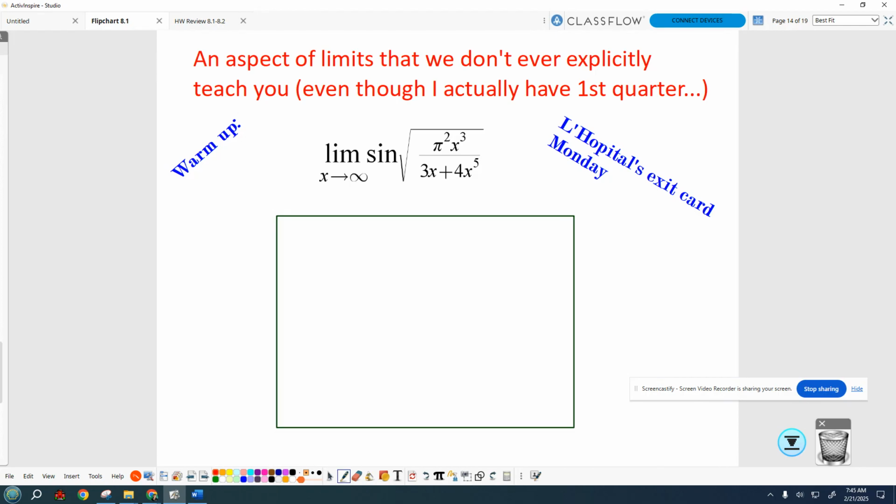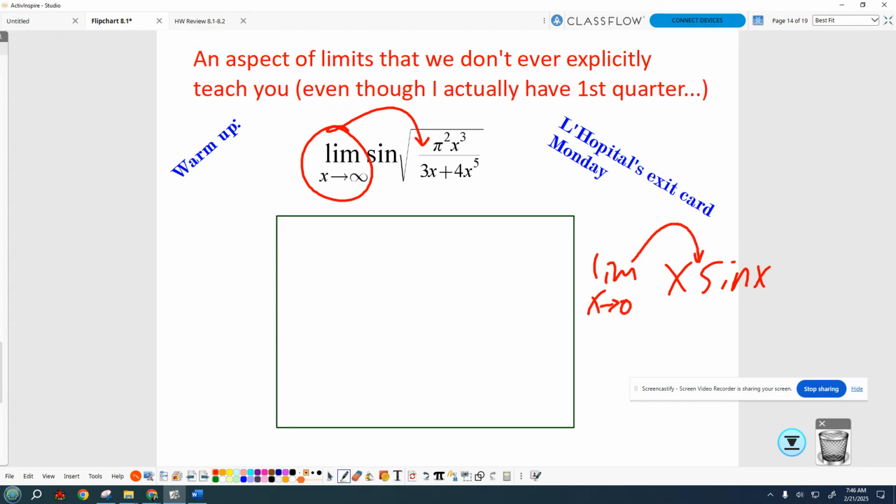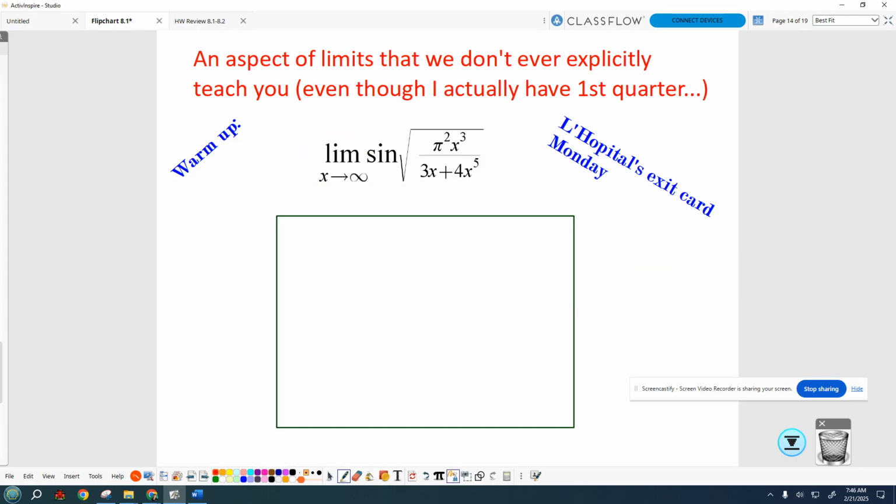So just want you guys to realize and know that we can push the limits. We can move it in as long as we're not crossing over the variable we're evaluating at. I cannot move it in there because I'm moving past the variable. If this was a 3, sure, move it around. Okay? And there is an exit card on L'Hôpital's on Monday.